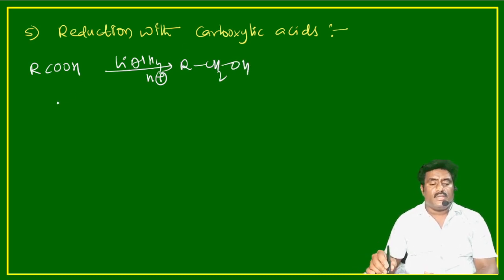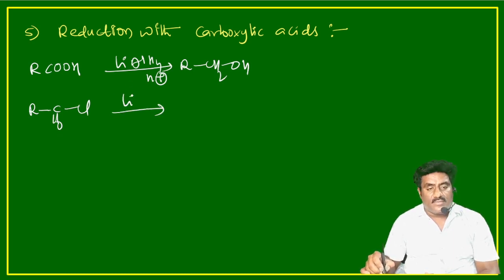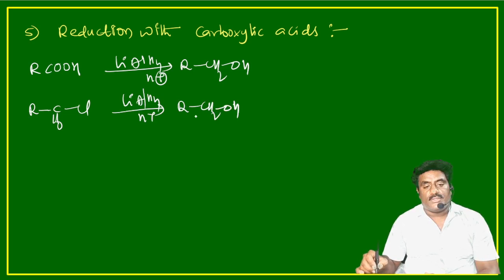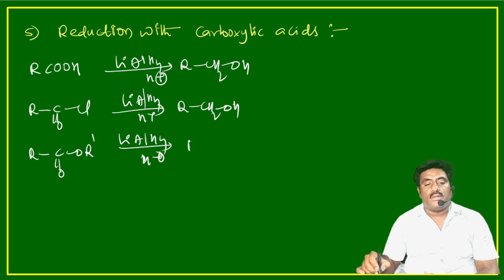CH2OH. Again, acyl chloride, C double bond O, C double bond OCl, in the presence of lithium aluminum hydride gives what? It gives alcohol, CH2OH. Have a look at ester, C double bond O, in the presence of lithium aluminum hydride reduction. It gives alcohol, CH2OH and ROH.